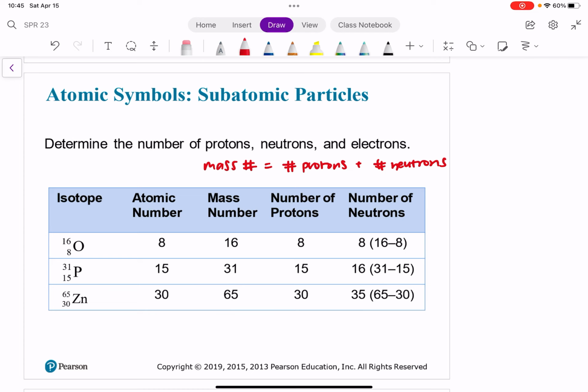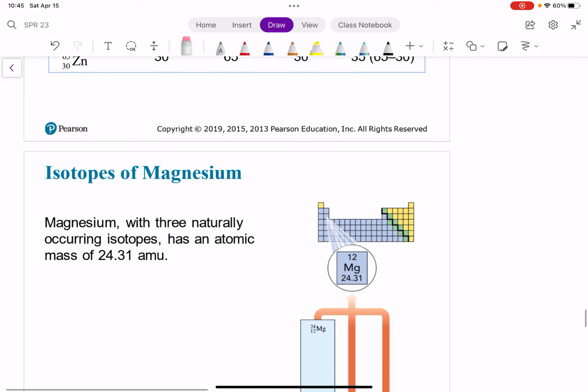Zinc, we have a mass number of 65. Our atomic number's on the bottom there, 30. So 65 minus 30 is going to give us the number of neutrons, and that's 35.